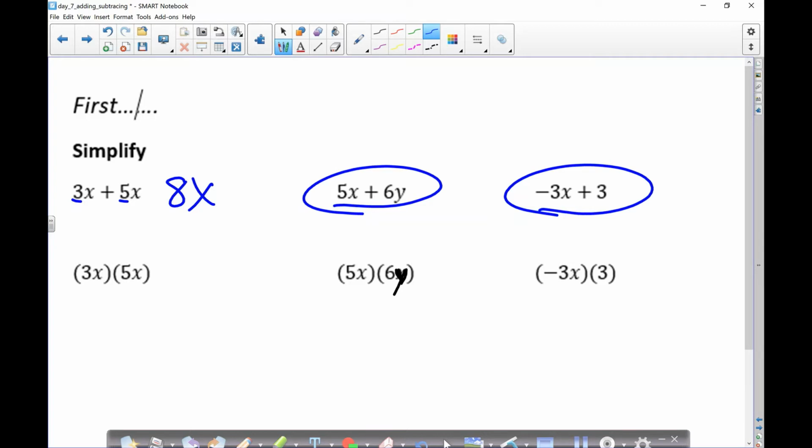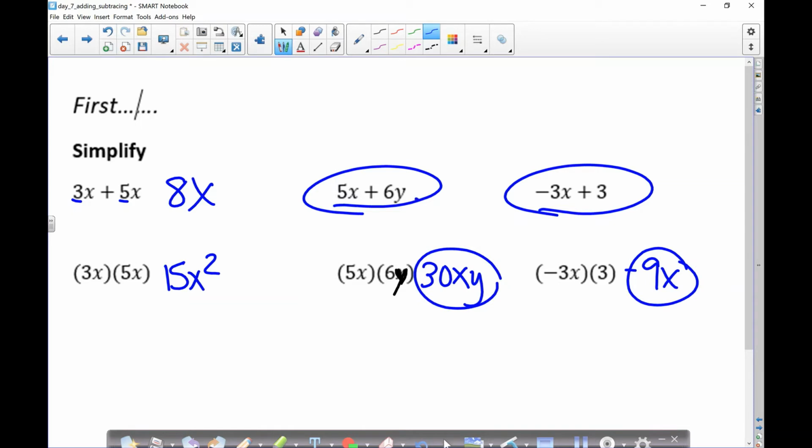And that's going to be exactly what it looks like with square roots today. The square roots have to be the same in order for us to actually add them together. Yesterday we did multiplication, which is, again, super similar to multiplying expressions. It doesn't matter what things look like with multiplication, you can always multiply things together. So 3x times 5x would be 15x squared. 5x times 6y is 30xy, and then negative 3x times 3 is negative 9x. So when we were adding and subtracting, we couldn't combine, but when we're multiplying, we could.